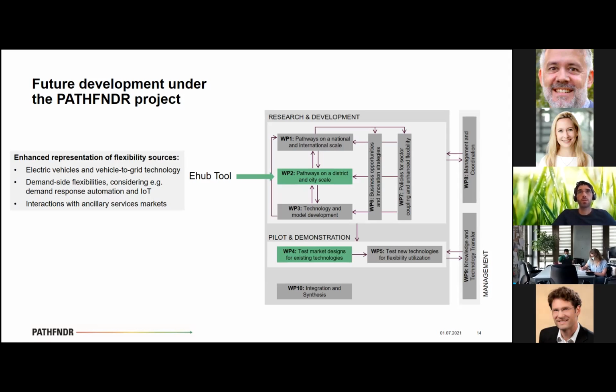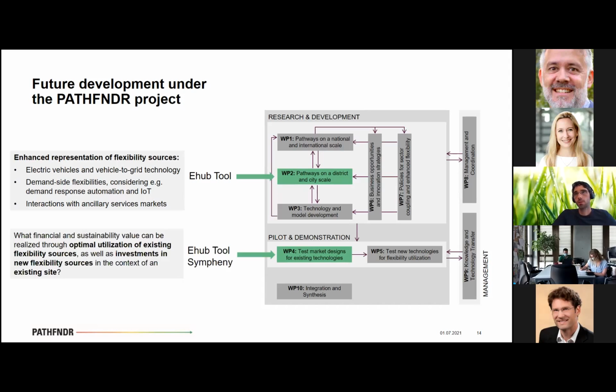Also, demand-side flexibilities, considering demand response automation, IoT, and the flexibility that you may have in the thermal mass of the buildings. And lastly, interactions with ancillary services markets, where if you have a technology on a given site that is participating in ancillary services markets, there's certain constraints on the operation of that technology, that component, which have to be accounted for in the optimization.